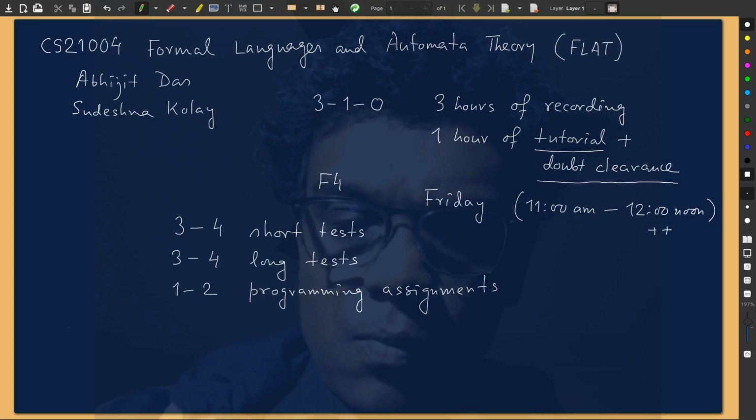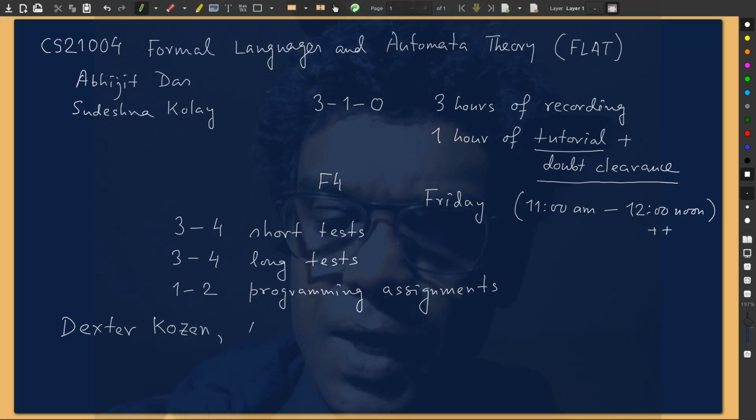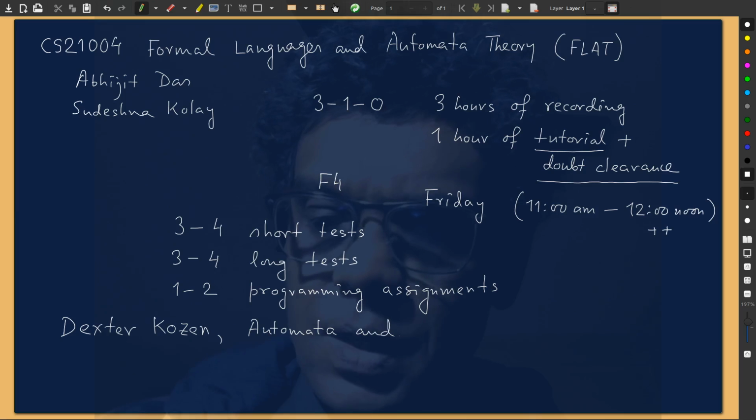We will more or less strictly follow this book, Dexter Cozen. He has written many books, so this is the book we will follow: Automata and Computability.